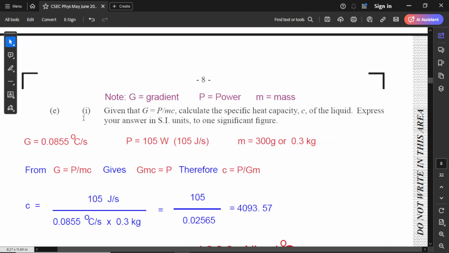All right, for part E, it said that given that G is equal to P divided by MC, and just to make a note right here that G is our gradient that we calculated up top, P is power, and M is mass. And of course, you remember that C is the specific heat capacity as stated right here. All right, and that is of the liquid, of course. And it said express your answer in SI units to one significant figure.